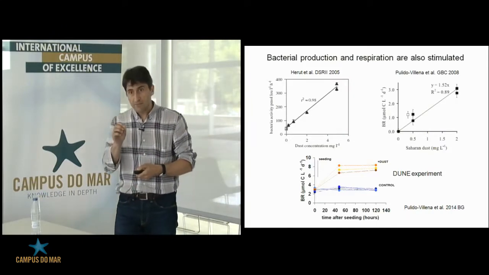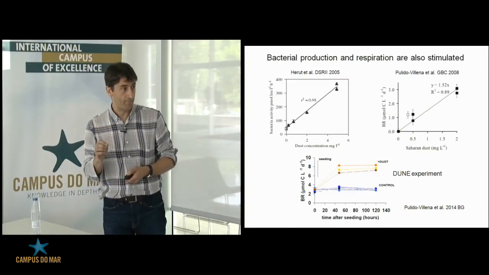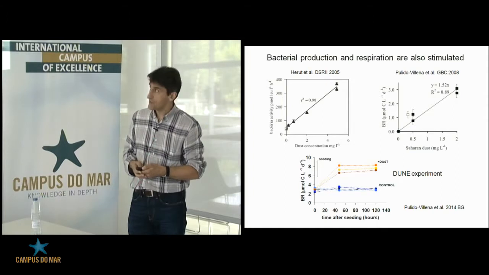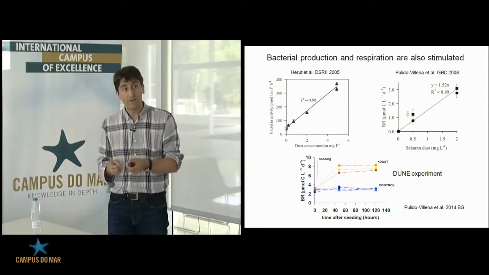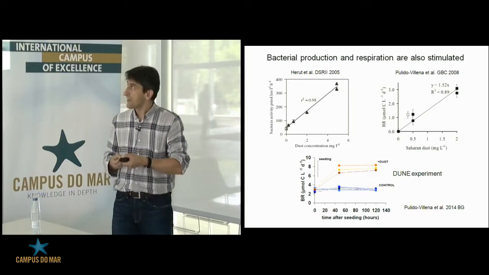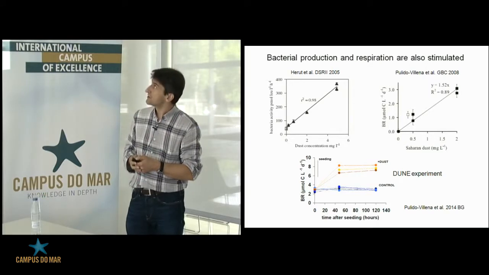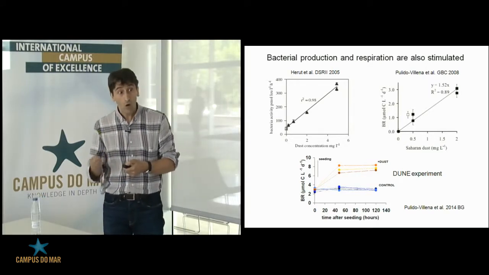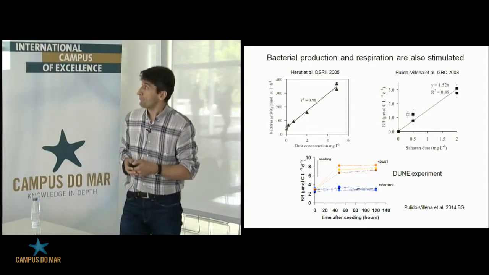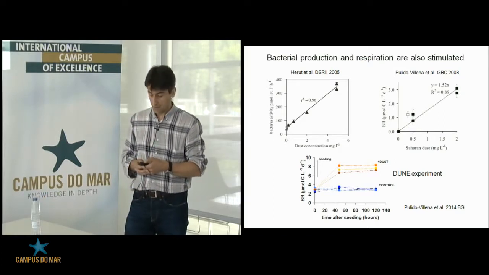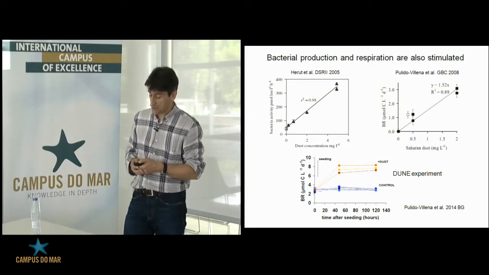But now things become a bit more complicated. If we consider bacteria and their activity, for instance in terms of bacterial production or also in terms of bacterial respiration, there is also a stimulating effect of the dust. So it is quite often the case that the bacteria also respond to the dust addition, and in fact they can respond even in a stronger way than phytoplankton do. So these are various different examples, all in the Mediterranean, of an increase in bacterial activity or bacterial respiration as a result of a dust addition, either in bottles or in mesocosms.